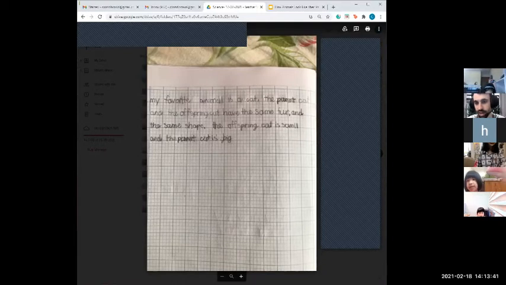The parent cat and the offspring cat have the same fur. Good job. They have the same fur. And what's your next sentence? And the same shape. Very good. And what's the difference? You also wrote the difference. The offspring cat is small and the parent cat is big.